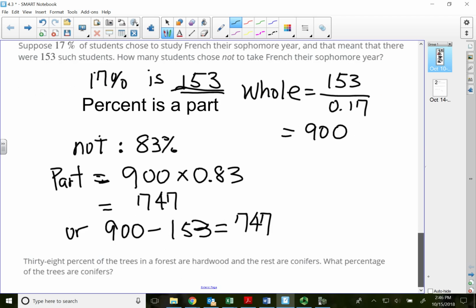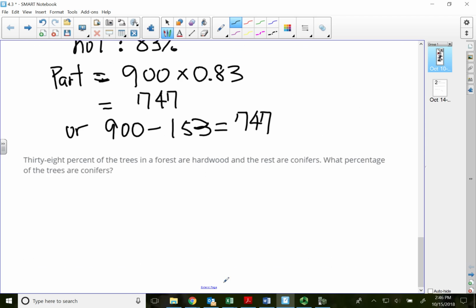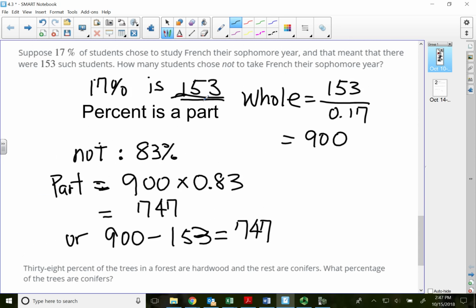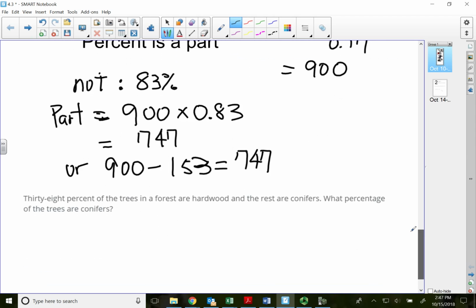I do want to show y'all there are different ways to go about doing this, but the key thing for this problem is to make sure you understand the 17% is those 153 students. Therefore, percent is a part. That made 153 the part. 17 is a percent, so I'm looking for the total number of students that are sophomores. Then once I get that 900, I can subtract or I can multiply by the 83% as not, either way.